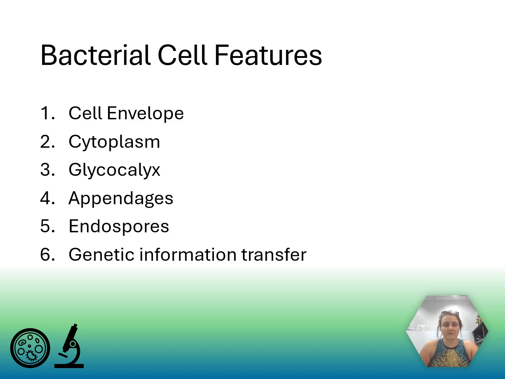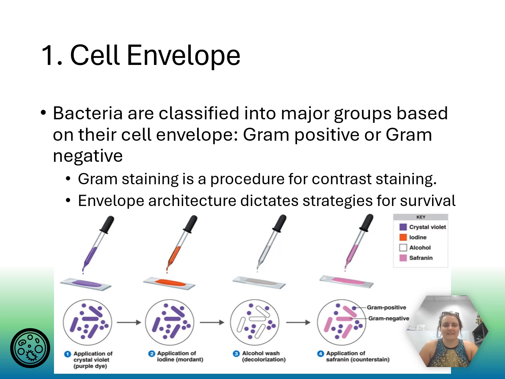All right, so in terms of bacterial cell features, we're going to talk about 6 different things. We're going to talk about the cell envelope, the cytoplasm, glycocalyx, appendages, endospores, and genetic information transfer. We're going to see a lot of biology terminology, and it's always going to take me an extra second to pronounce, so bear with me here. So first is the cell envelope. This is what surrounds the cell. You might have heard cell wall, cell membrane before, but when we talk about bacteria, it's the cell envelope.